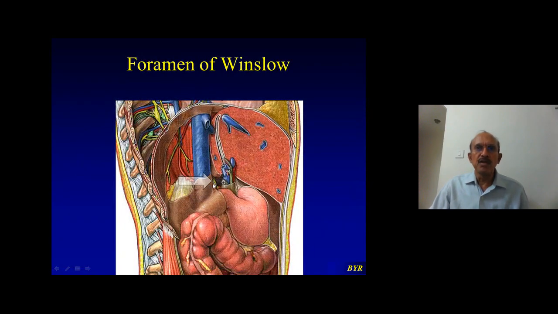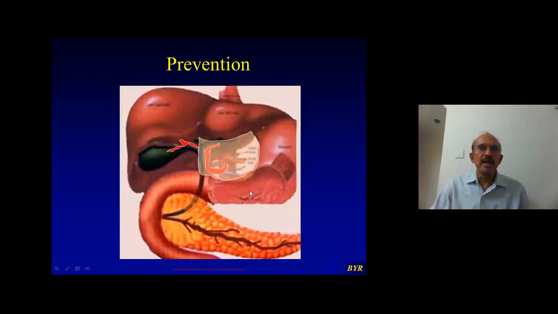This is the foramen of Winslow. This is the free border of the lesser omentum having the portal triad structures here. Now we are doing surgery for the gallbladder. In the Calot's triangle, when you are dissecting, accidentally some vessel got injured and there is profuse bleeding. So how are you going to manage? So that is our question now.